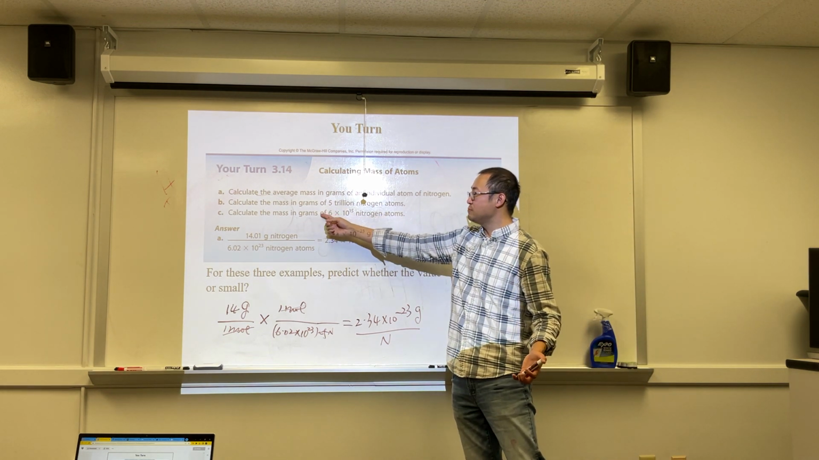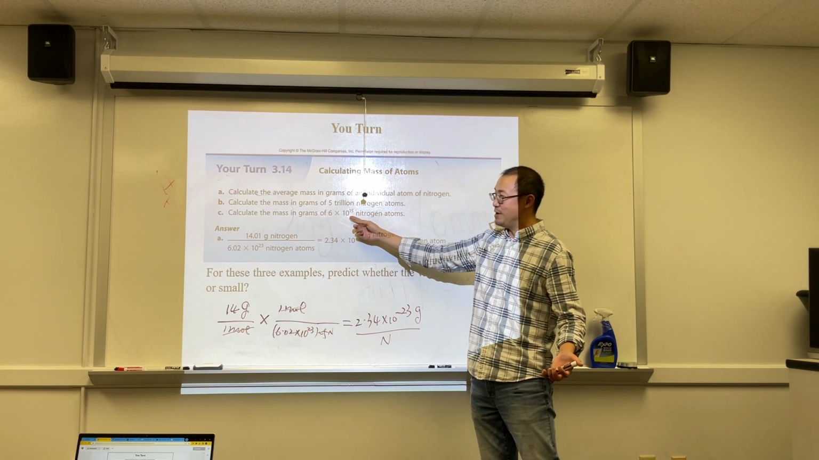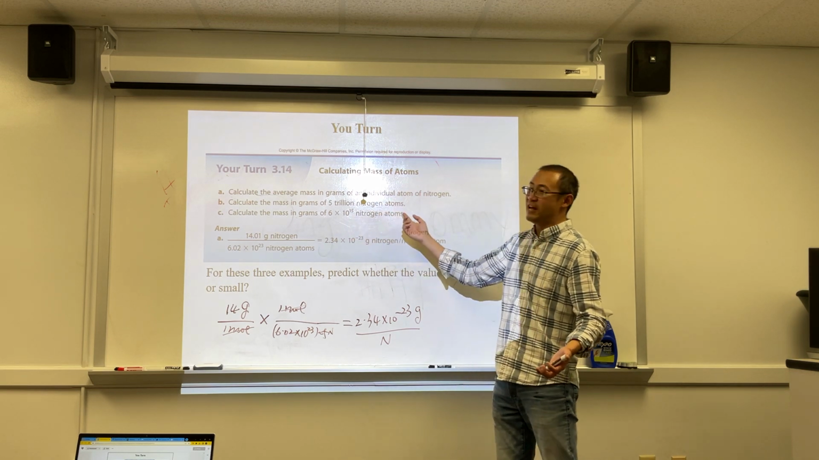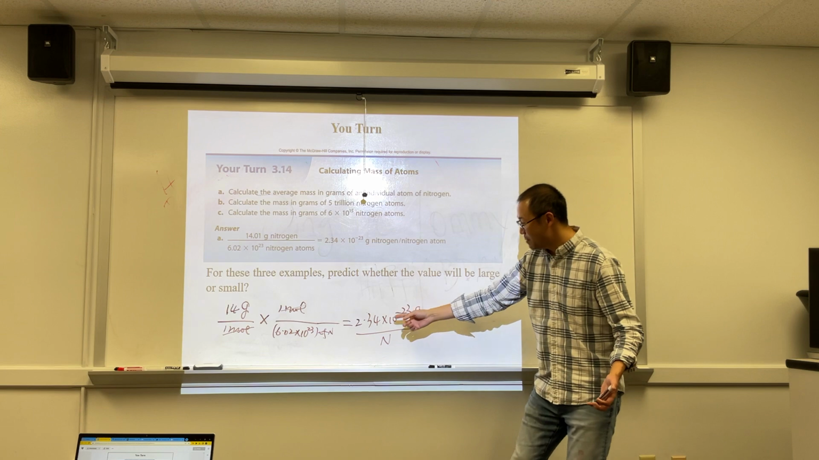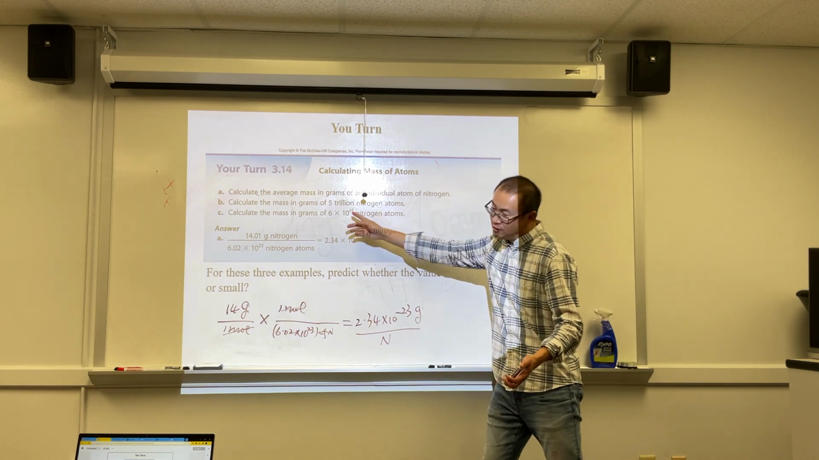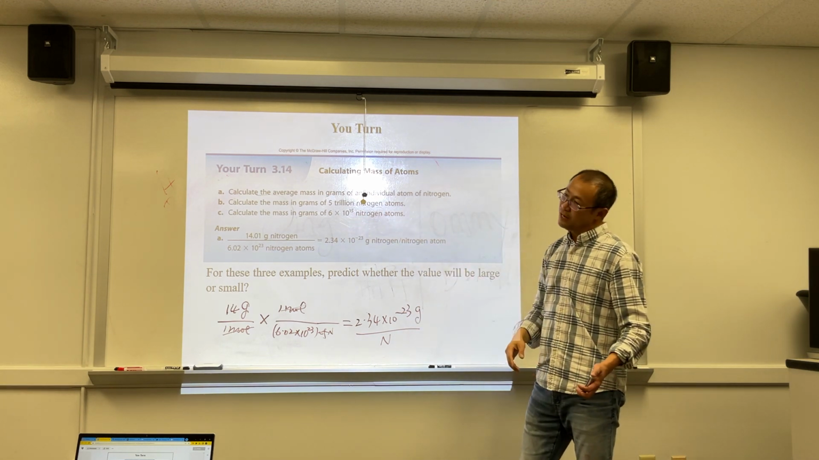The same for C. Calculate the mass in grams of, this is more than a trillion, right? Because it's 10 to the 15th, of nitrogen atoms. We do the same thing, right? Use the mass of a single one multiplied by the number. Okay, you can do this.